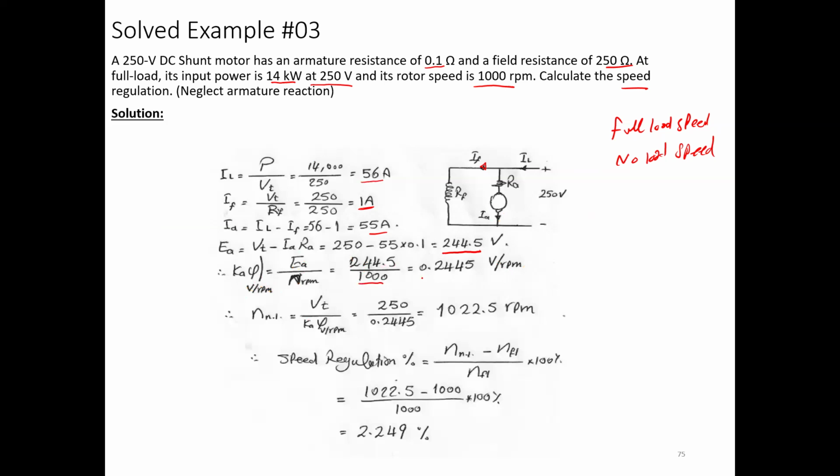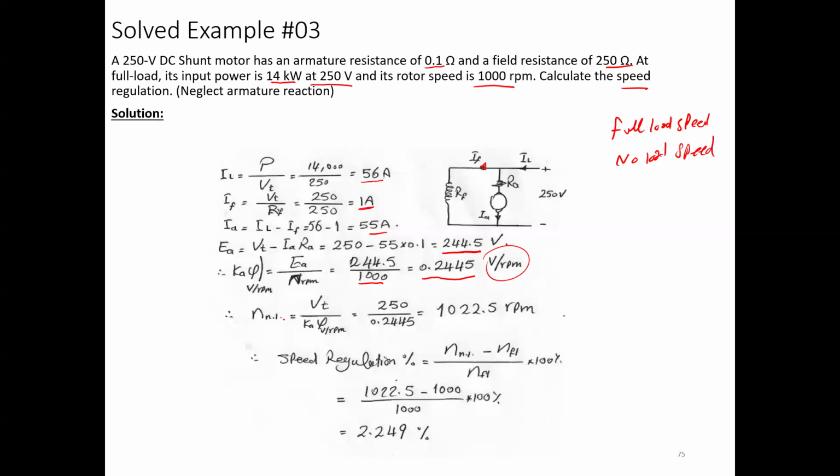So this is going to be 0.2445 volt per RPM. And if you use it again, you have to respect the ratio, volt divided by RPM, not radian per second. So the full load speed is given.